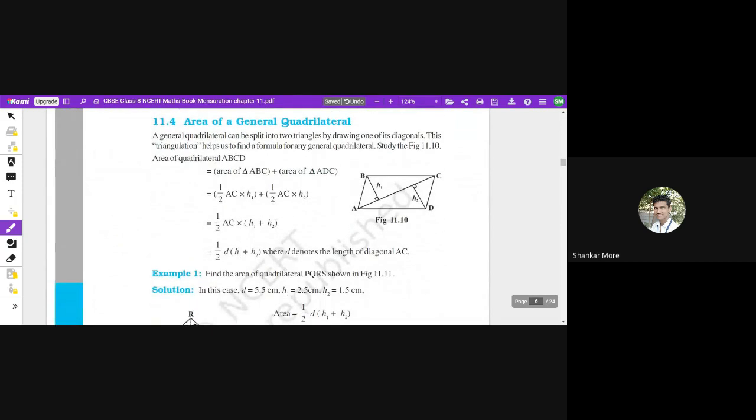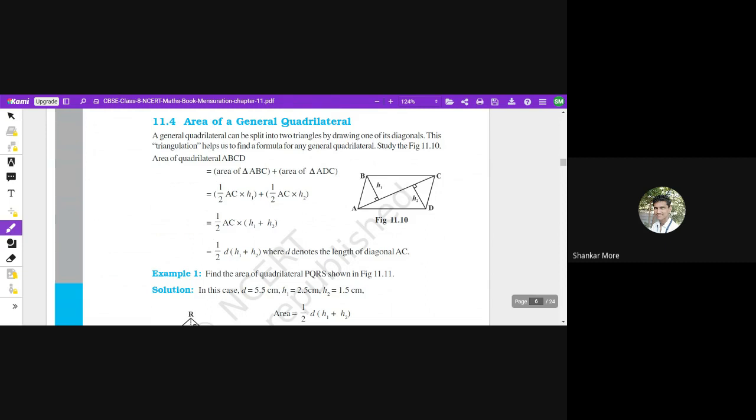So, area of a general quadrilateral. A general quadrilateral can be split into two triangles by drawing one of its diagonals. This triangulation helps us find a formula for any general quadrilateral. Study this figure and we'll get the formula. Why do we need a formula for the area of a quadrilateral? हमें तो पहले से पता है, right?